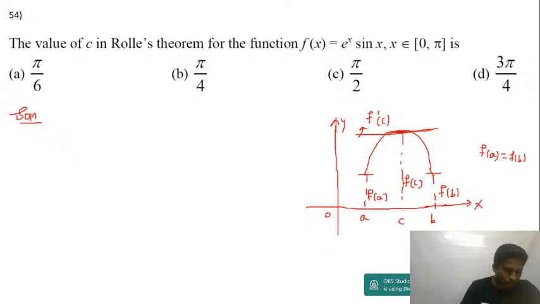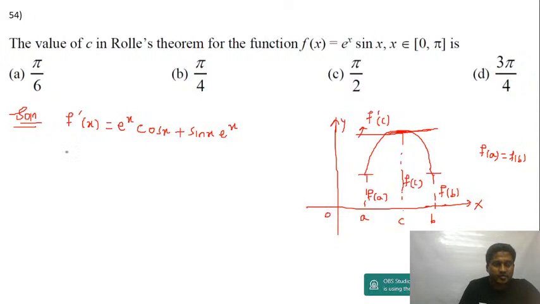f dash of c should be equal to 0. So that is Rolle's theorem. So what is f dash of x, guys? f dash of x is equal to, first function is e power x, differentiation of sin x is cos x, plus second function is sin x, and then differentiation of e power x is e power x. I'm just using the product rule, u into v. So I'm going to write f dash of x is equal to e power x, I'm going to take out.